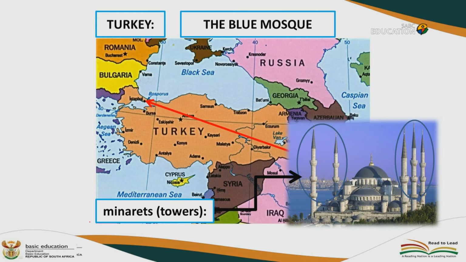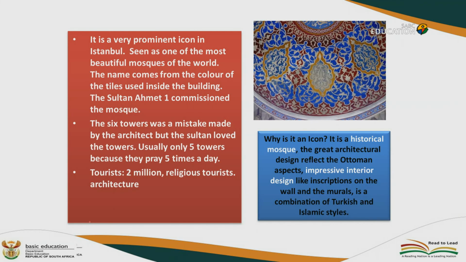And then we've got the Blue Mosque. It is in Turkey. This is the history behind the Blue Mosque. It was because of the marbles that were used to make this mosque. They are blue marbles and everything. That is why it was named the Blue Mosque. And it is in Istanbul, in Turkey.